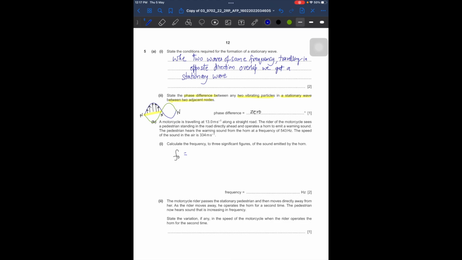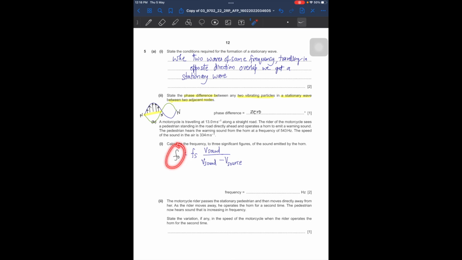The observed frequency is equal to the source frequency times V sound over V sound, that means the sound velocity, minus the velocity of the source. Why minus? Because the motorcycle is traveling towards the pedestrian, so the frequency has to increase. That's how we can remember it. The frequency has to increase.